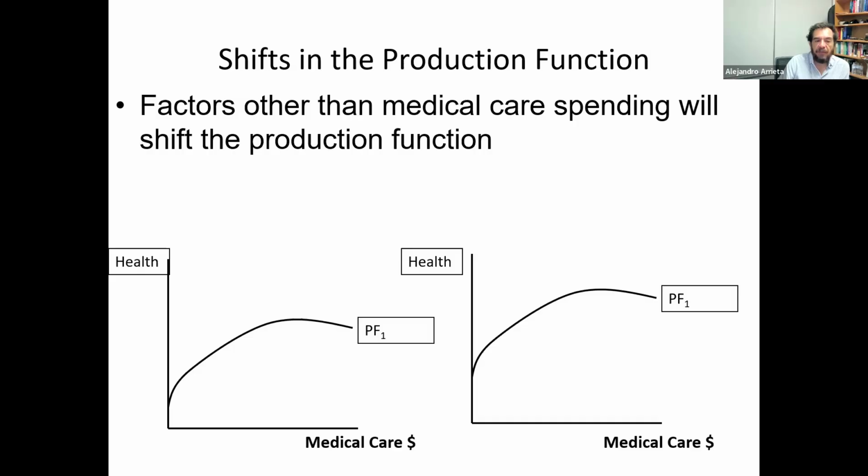And there are factors other than medical care spending that will shift this production function. For example, public health, right? We can have public health, like sanitation, for example, that can shift this production function up. We can have innovations in technology.